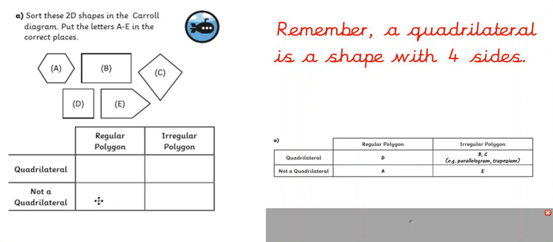And not a quadrilateral but a regular polygon would be A. Okay? 1, 2, 3, 4, 5, 6. So that's a regular hexagon. All sides and angles are the same. And an irregular polygon that's not a quadrilateral would be E, because that is a pentagon. Well done if you got those correct.